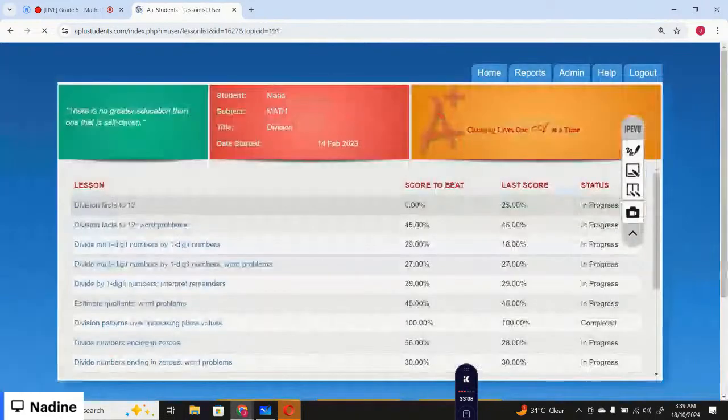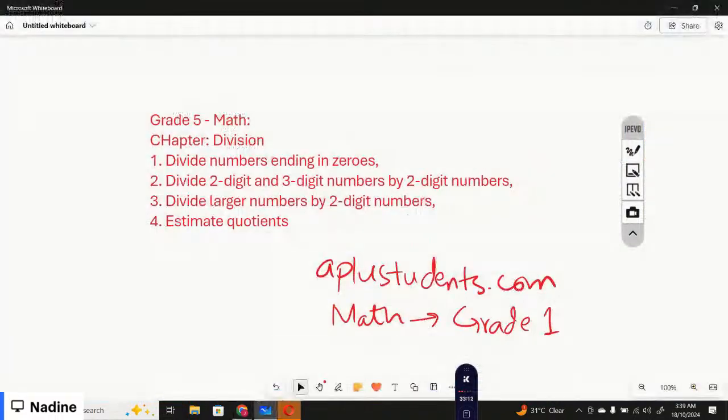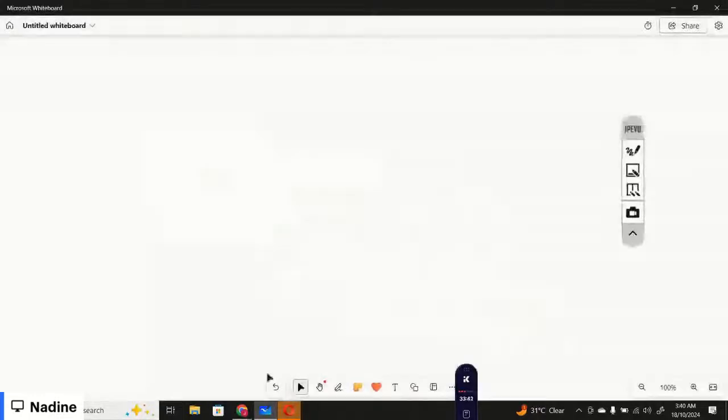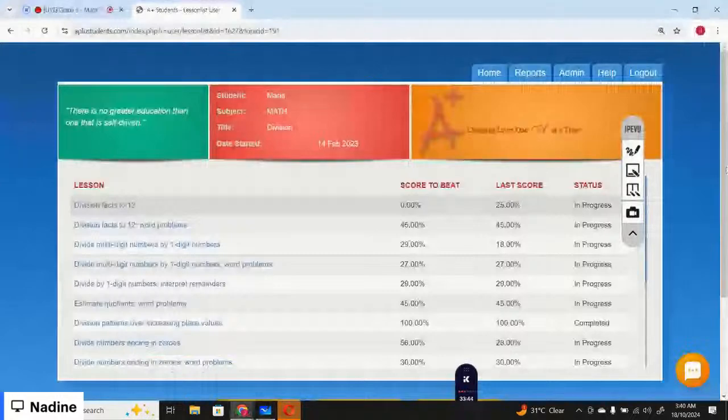So we were working on grade 5 math. The chapter we were working on is division. The lessons we have covered today are divide numbers ending in zeros, divide two-digit and three-digit numbers by two-digit numbers, divide larger numbers by two-digit numbers, and estimate quotients. So please make sure before the next session you complete all the practice questions for the lessons we just did. That is your homework until next session.